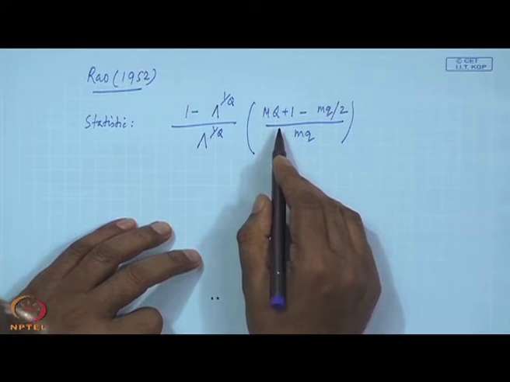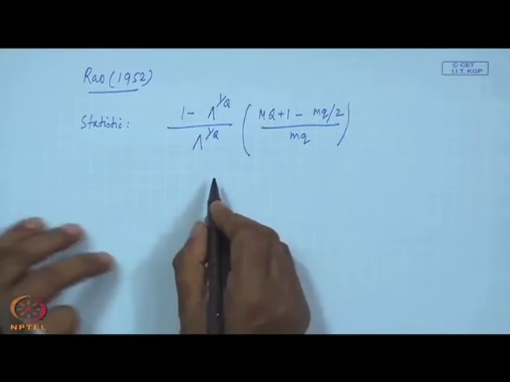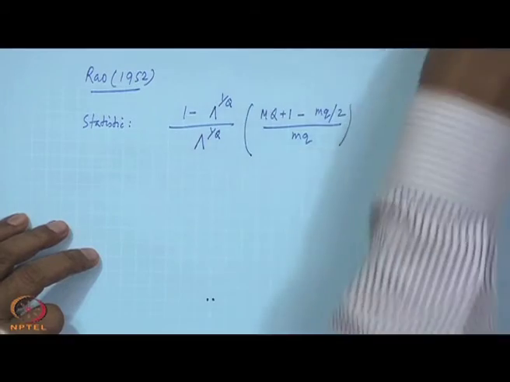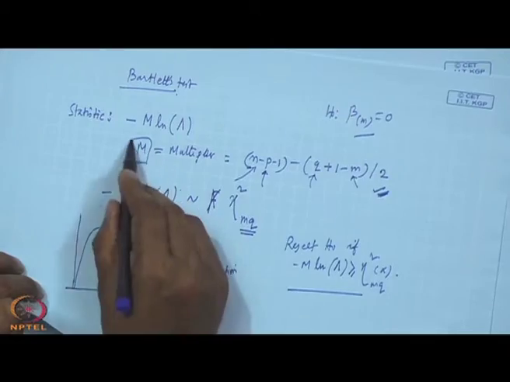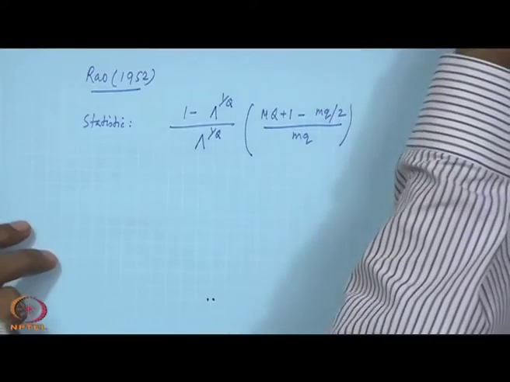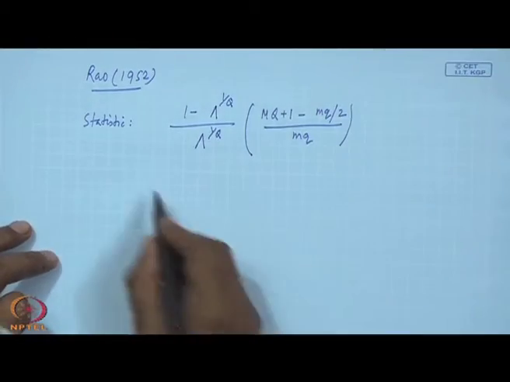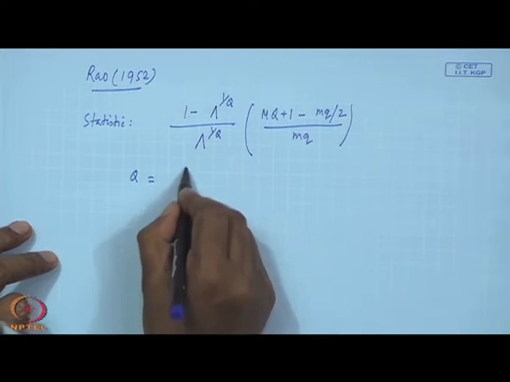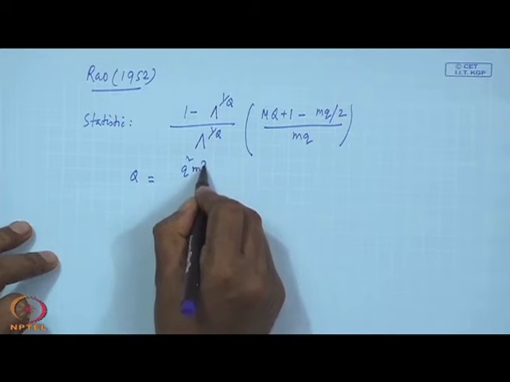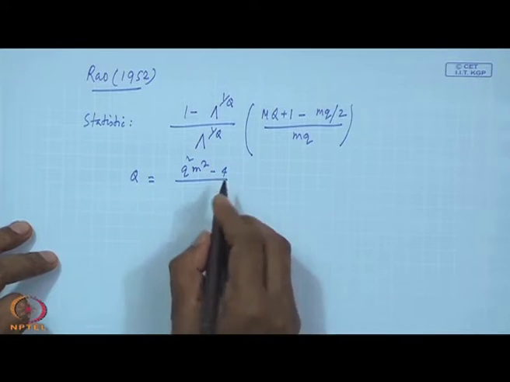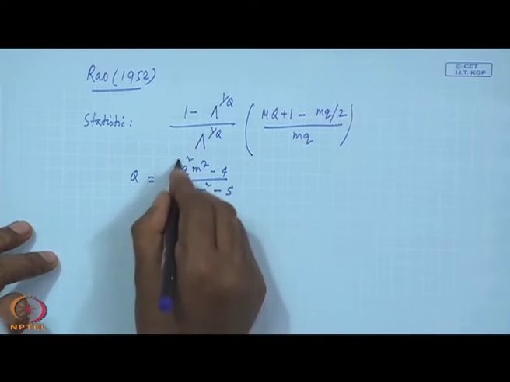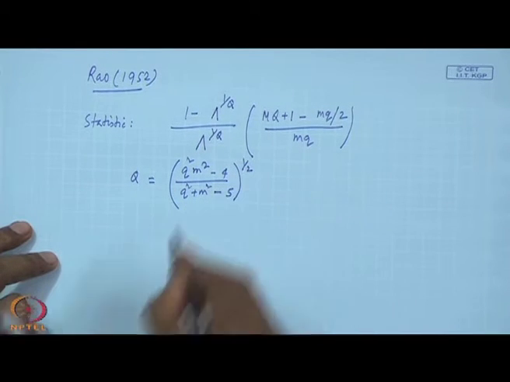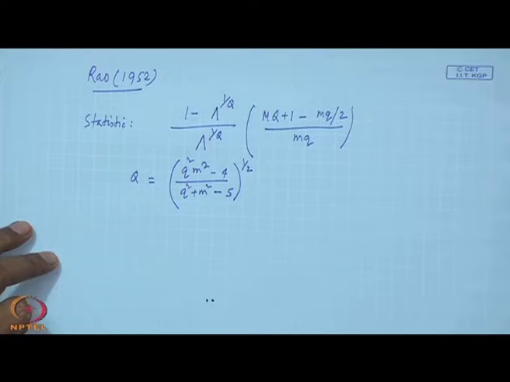Where m you have already computed; m is the multiplier. So, we computed m like this, this is our m. That is the m multiplier. What is q? Q is a quantity which is q square, small q square plus m square minus 4, divided by small q square plus m square minus 5, whole to the power half. This is given by Rao.